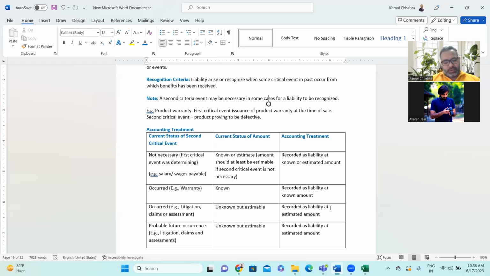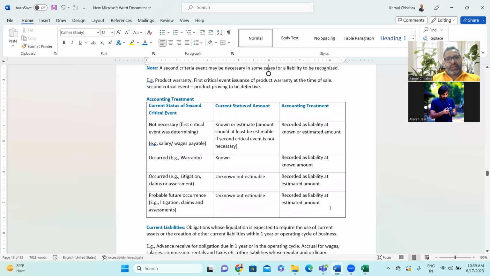Based on the historical data, based on the historical claims, and future change in price, you also consider the inflation impact. But the actual liability arises when there is a breakdown in the car, right? Yes, sir. So the first critical event is the issuance of the product warranty at the time of sale, and the second critical event is the product proving to be defective, when you get a breakdown in the car. So in that scenario, how you need to do the accounting, let's understand that.